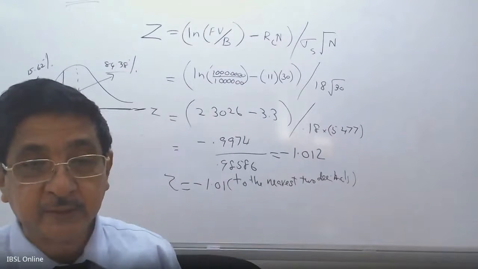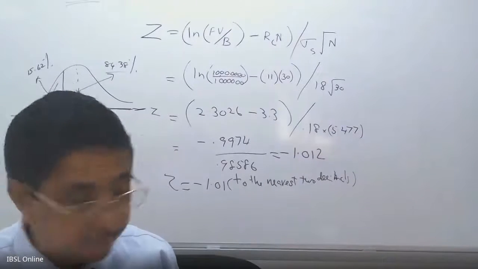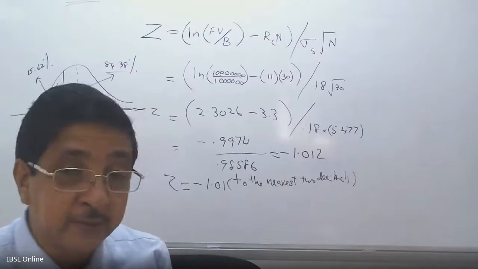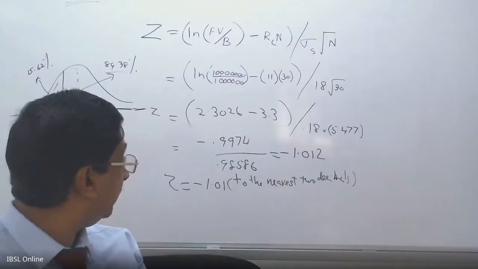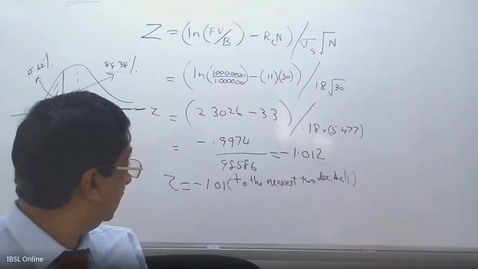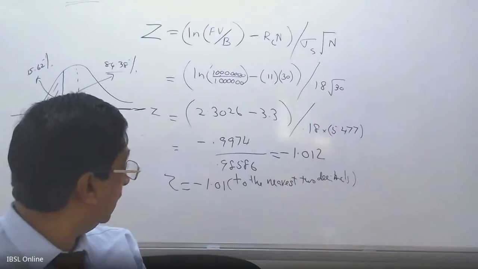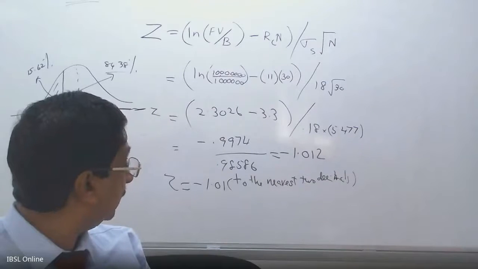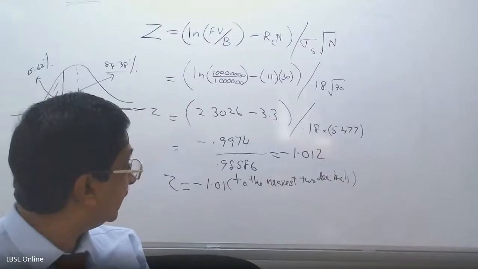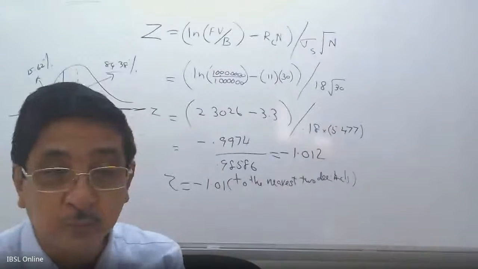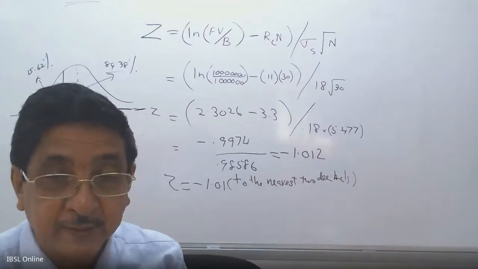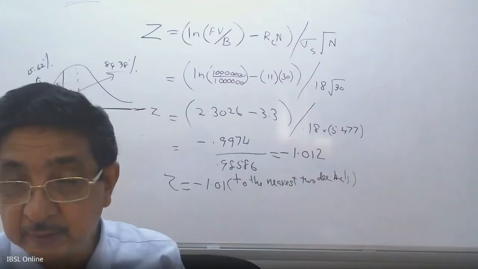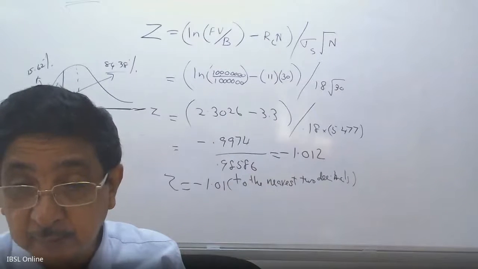When you get the square root of 30 calculated, it will become 5.477. And the denominator comes as 0.98586. And when you work it out, you get the answer as minus 1.012. As Ajipan mentioned, it is minus 1.0117.